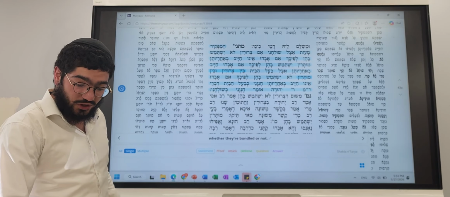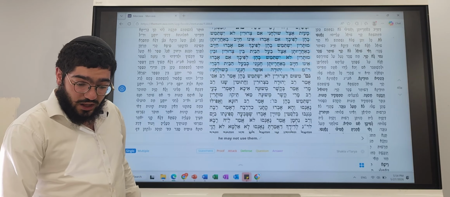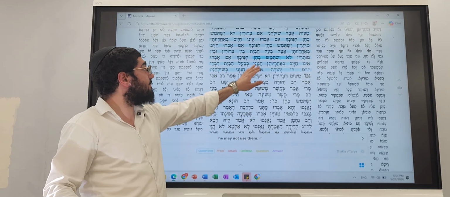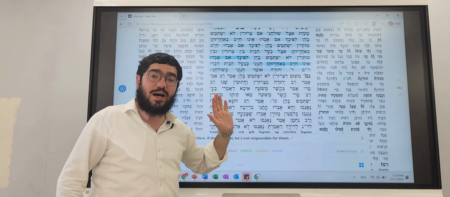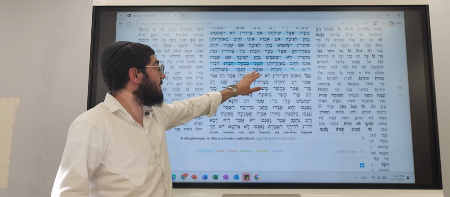Bein tzrurin uvein mutarin. Both if they're tied up and both if they're not tied up, lo yishtamish behen, he shouldn't use them. A balabais should never use them. He should put it in his drawer and that's it. Lefichach, therefore, im avdu, if they were lost, einay chayav b'achrayus, and you're not responsible in their achrayus.